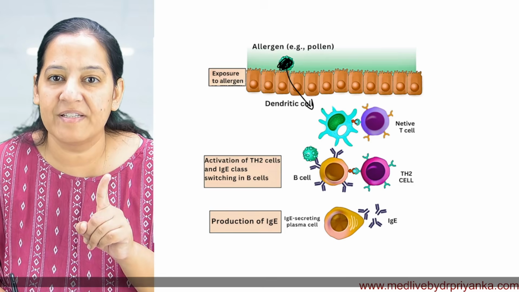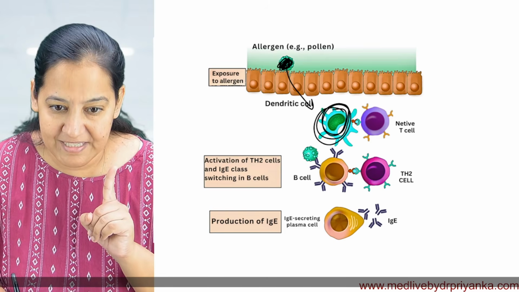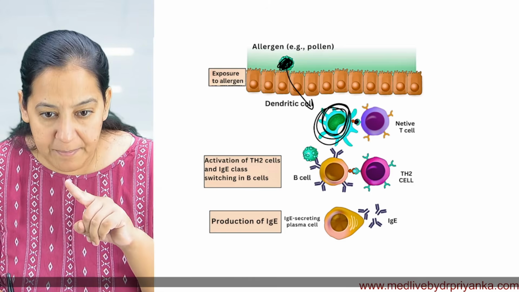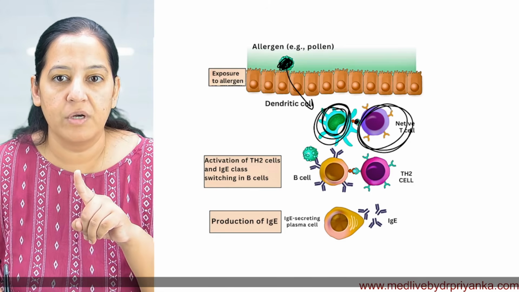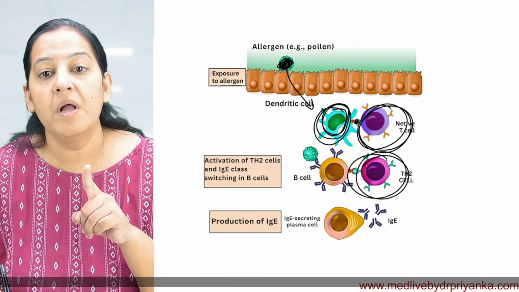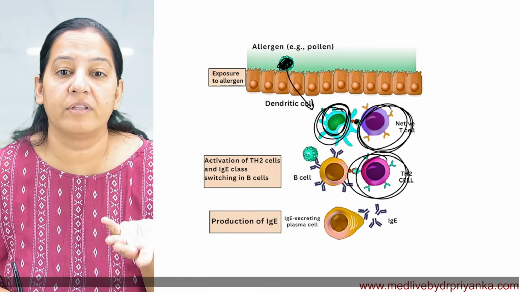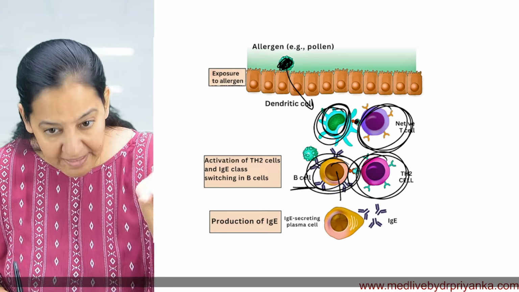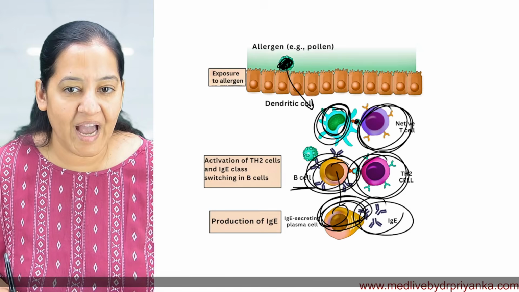When it enters the first time, it is activating the antigen presenting cell. So this is APC. APC is degrading it, processing it, and presenting it to the next cell. The next cell is helper Th2. Naive T cell is converted to helper Th2. Helper Th2 secretes interleukin 4. That will go to the B lymphocyte. This is the B lymphocyte. B lymphocyte converts to plasma cell. Plasma cell is forming IgE antibody.